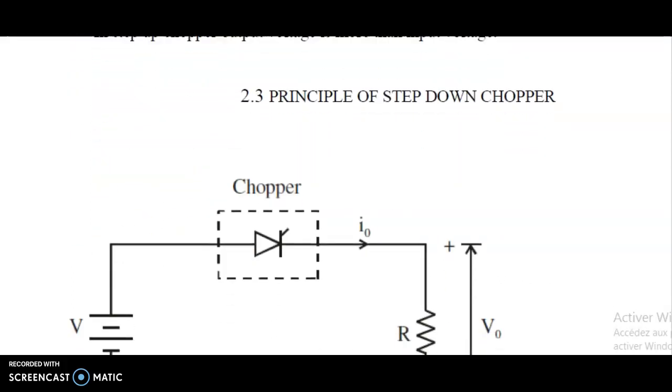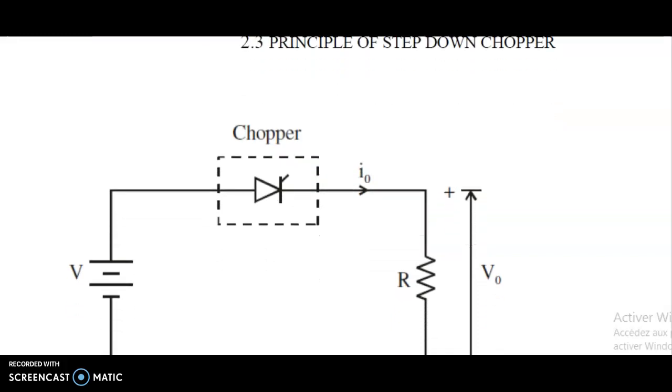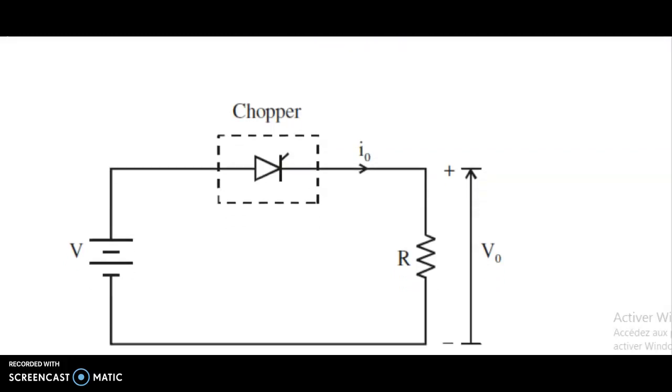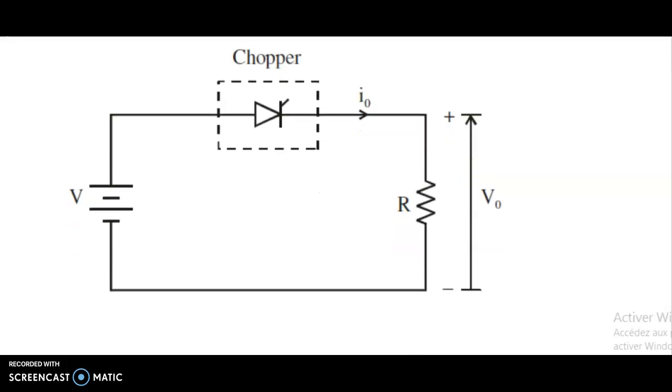All right, let us look at the principle of operation of a step down chopper. This is the one we are going to basically look at. Here's our step down chopper. Here V is the source of voltage, and here we also have V. So the input is V and the output is V naught.